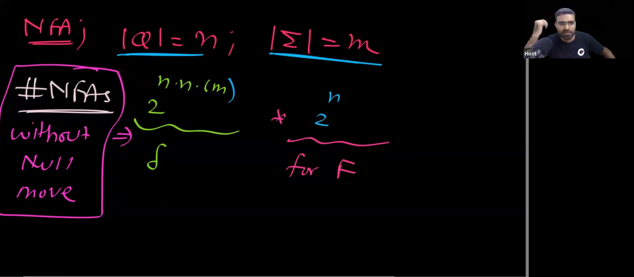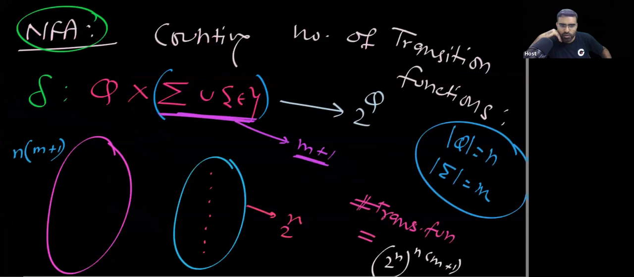Now some of you might be thinking, what is the default? When I say NFA, do I mean NFA with null move or NFA without null move? So let me tell you something interesting here. This is one point. Have you seen it in our lectures?